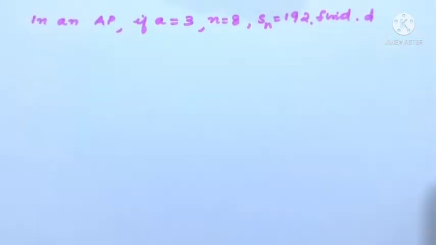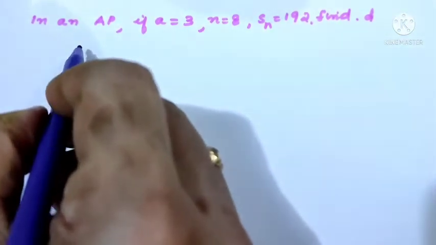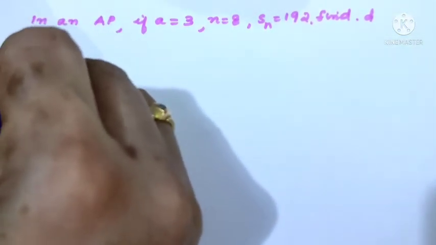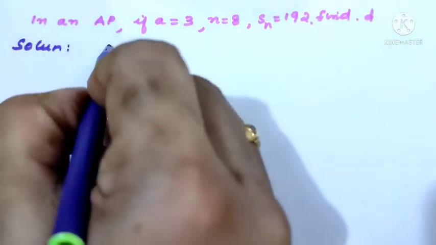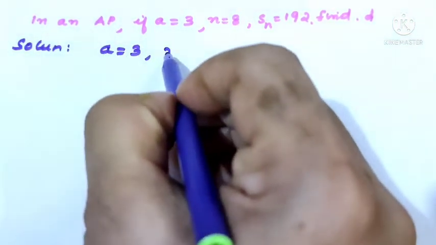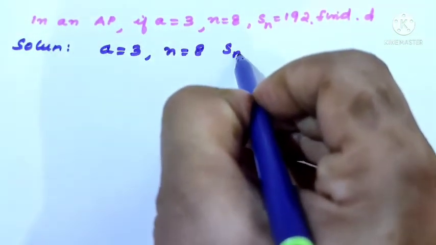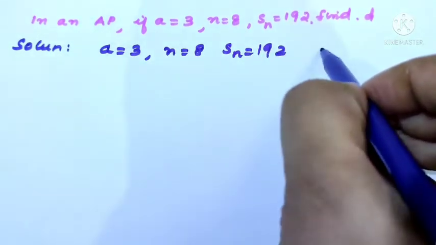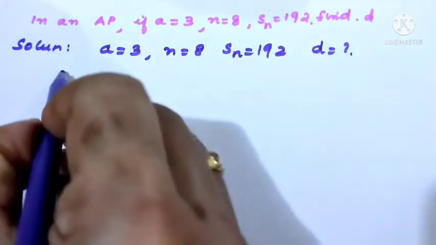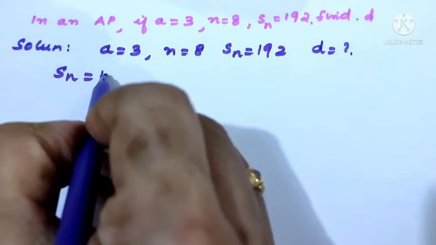In an AP, if a equal to 3, n equal to 8, Sn equal to 192, find d. So in an AP, what is given in the question? a equal to 3, n equal to 8, Sn equal to 192. So we will write what is given in the question. d equal to question mark. So Sn equal to 192.